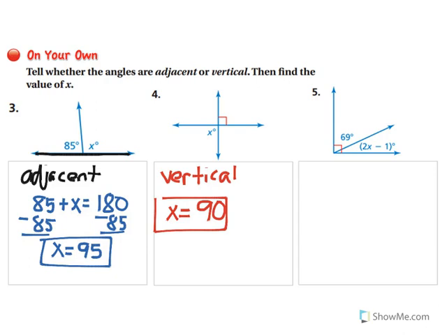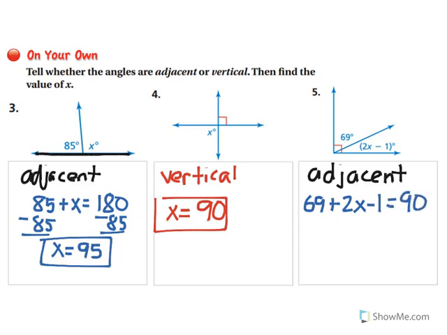Number 5, it's an easy one. It's just like the example we did a few moments ago. For this one, these are adjacent once again because they share a common side. They're adjacent. And this is what we know. We know that the two angles together equal 90. So I have 69 plus 2x minus 1 equals 90. I know it looks weird, but that's exactly what you write. The two angles added together equal 90.